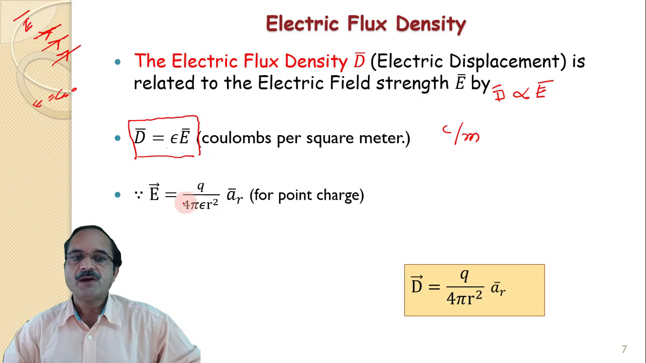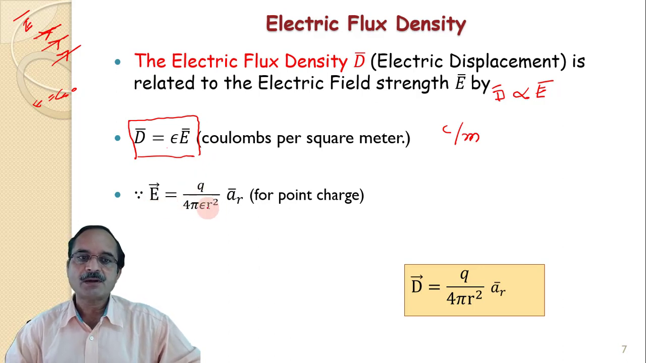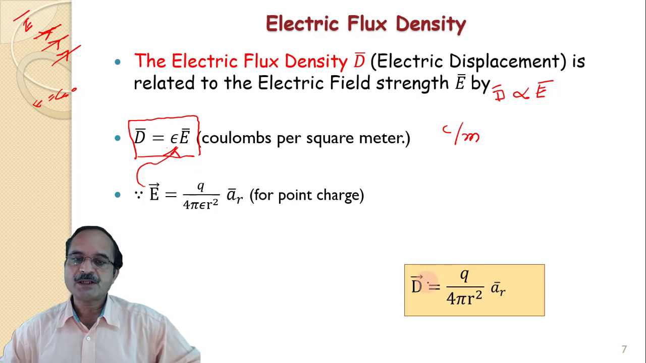As per Coulomb's law, we have seen the electric field intensity E equal to Q upon 4 pi epsilon R square AR, which is a vector quantity. So if I substitute this value of E here, then I can write the expression for D as Q upon 4 pi R square. Epsilon will cancel here. So this is the expression for D, that is the electric flux density, because of a charge Q kept at a distance R.